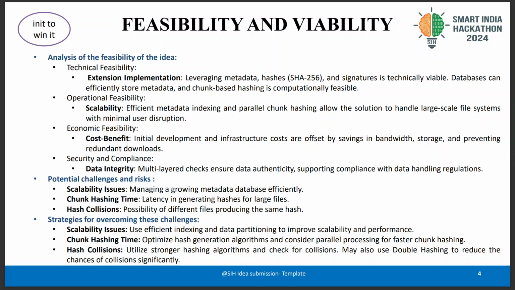Potential challenges and risks are scalability issues, where the database eventually grows so large that managing it can be difficult. We can handle this by partitioning the data into two parts, where we check for duplicates in one database and keep the information in the other database. Then hashing also takes a good amount of time, so it creates latency. To reduce it, we can use more optimized hashing algorithms.